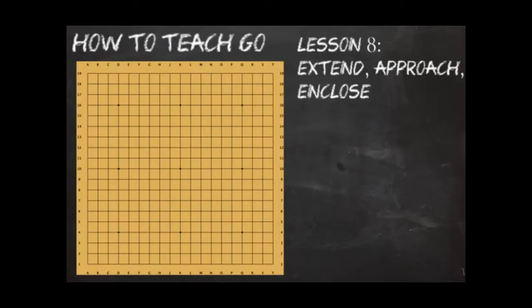In this lesson we're going to talk about extend, approach, and enclose, and basically the introduction to 19 by 19. Now, basically the difference between 19 by 19 and a smaller board is pretty much the open sides. Everything else is practically going to be the same. Though we will be introducing Joseki and stuff like that, that will be in the future for them to learn.